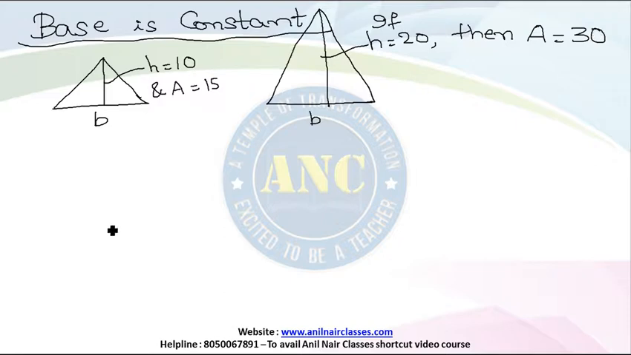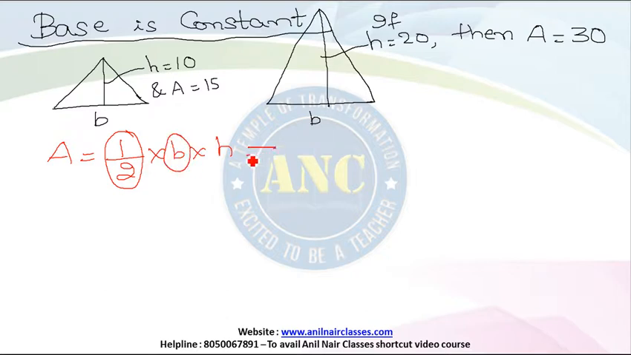Now what are you saying here, sir? Now it is very important. It is very easy to understand also. We all know that area of triangle is, in general, half into base into height. Now half is constant. In this particular case, base is also constant. This means that area is directly proportional to height.